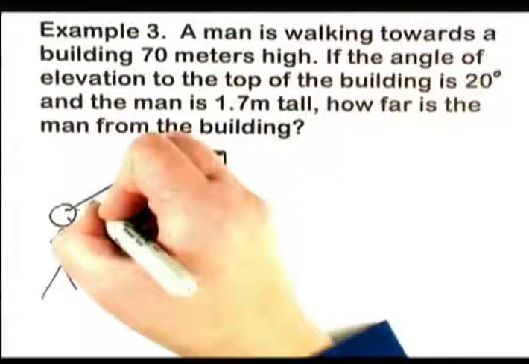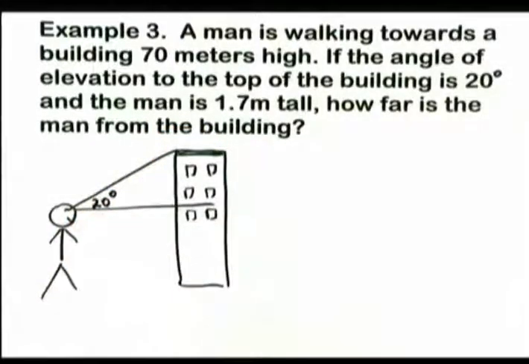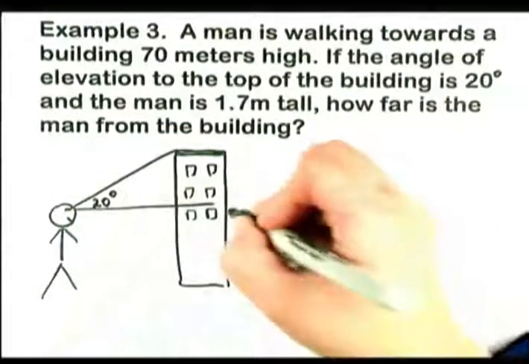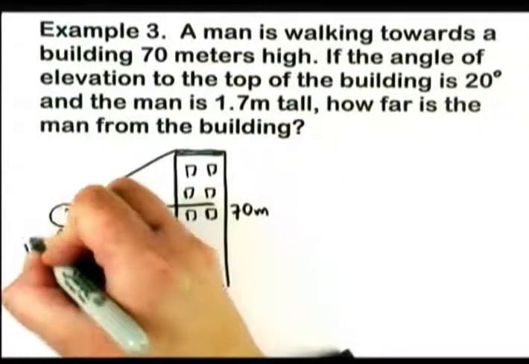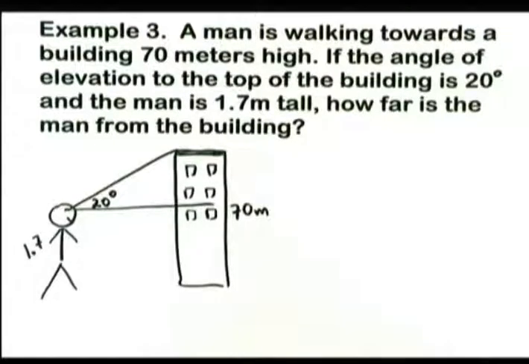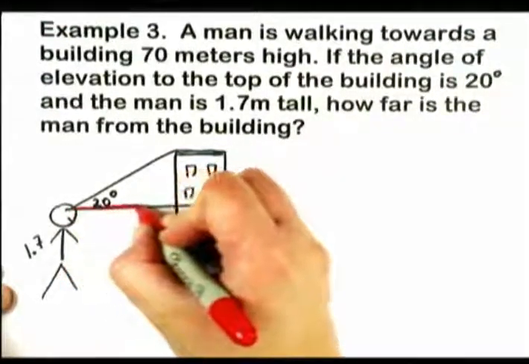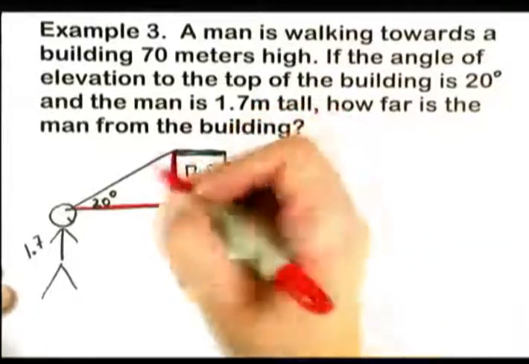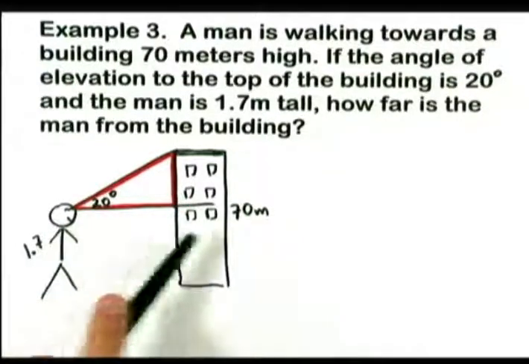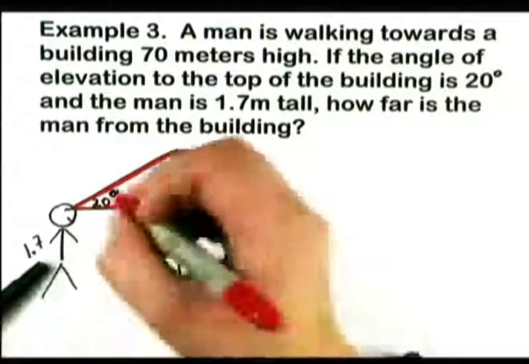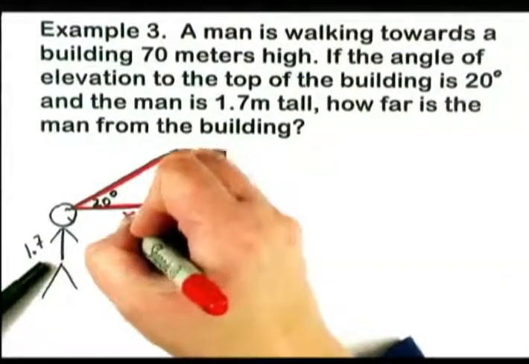Okay, so this angle is 20 degrees. We also know that the whole building is 70 meters, and we know that the guy is 1.7 meters tall. So, looking at our right triangle, that's my red triangle, we would like to know how far is the man from the building. That's gonna be my x.